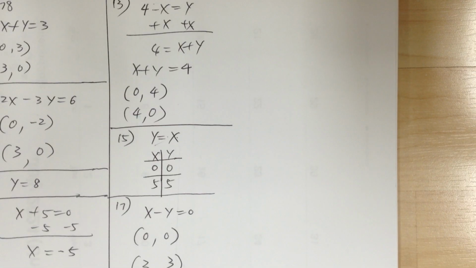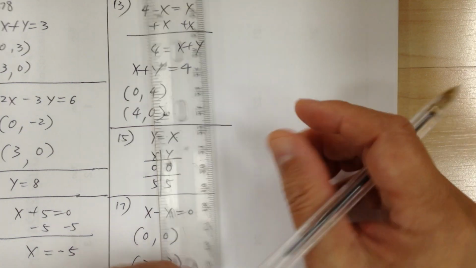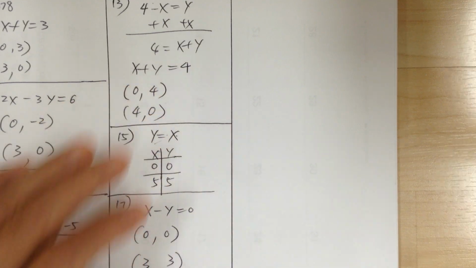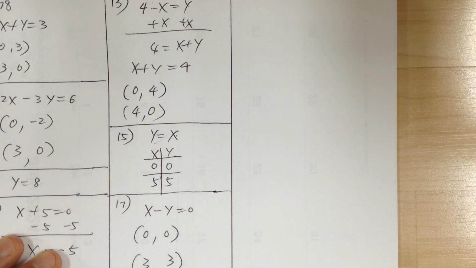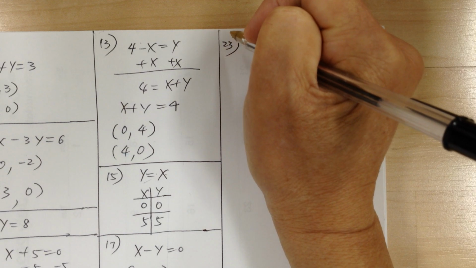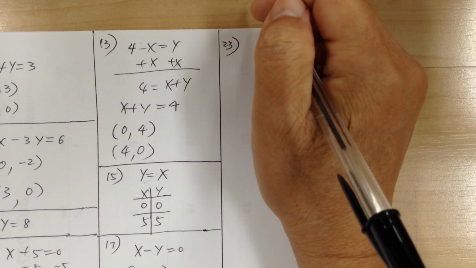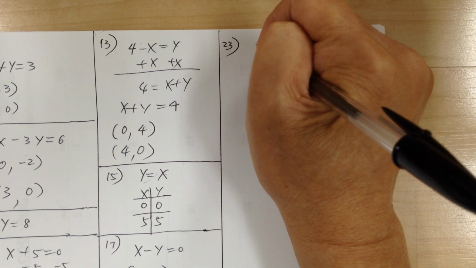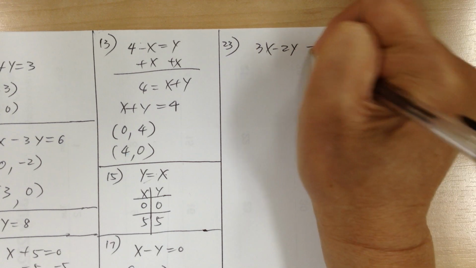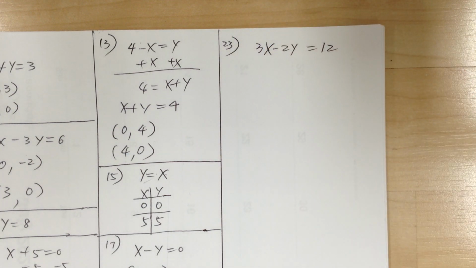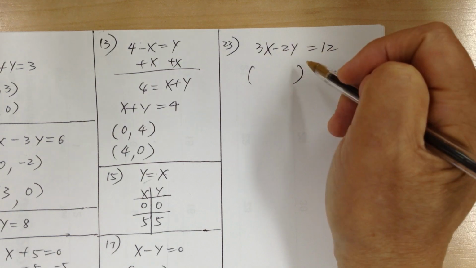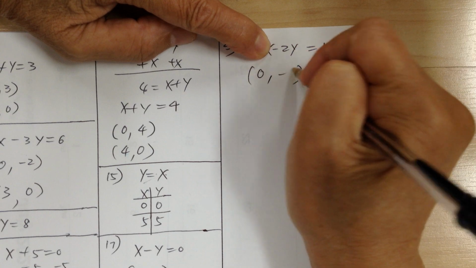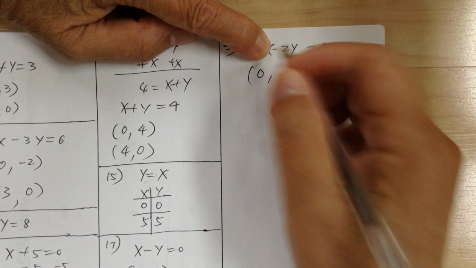Okay, let's go to the next one. Okay, 23. You have 3x minus 2y equal to 12. So just like last one, very similar. If the x equal to 0, then the y need to be negative 6, right? Negative 2 times negative 6 give you 12.